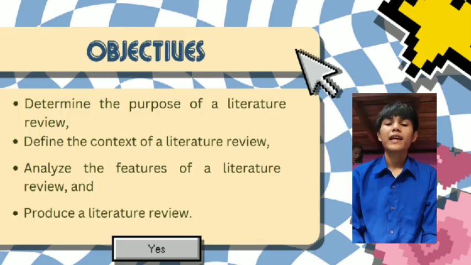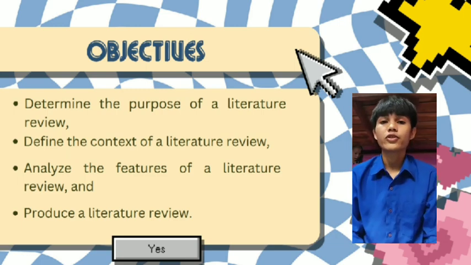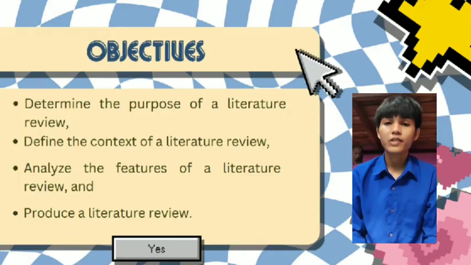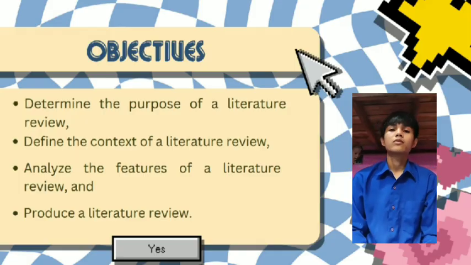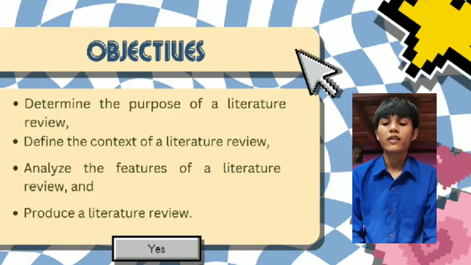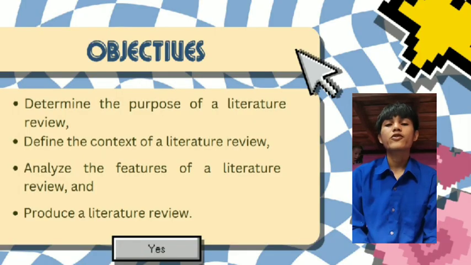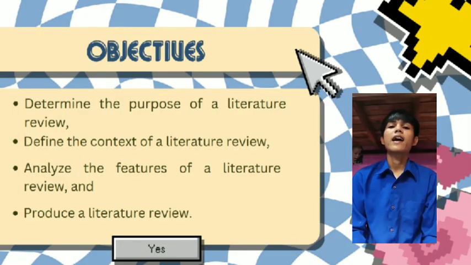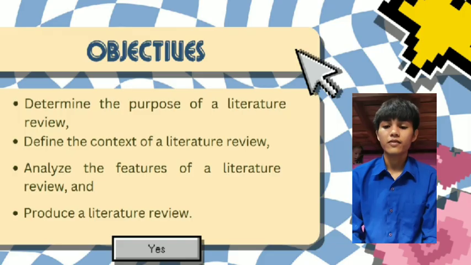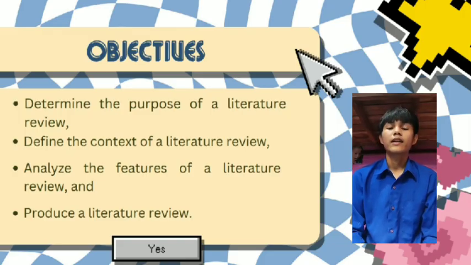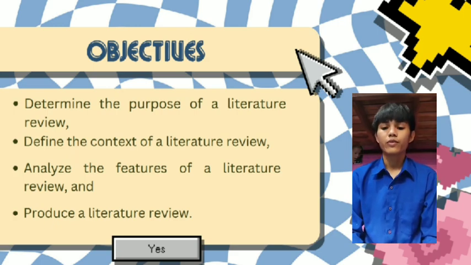So, our presentation today has four main objectives. By the end of this session, you will be able to: Number 1. Determine the purpose of your literature review, understanding why it is a critical part of a research paper. Number 2. Define the context of a literature review, how it fits into your research paper or research process. Number 3. Analyze the features of an effective literature review and what makes it true and reliable. And finally, produce a literature review, applying best practices to your own work.